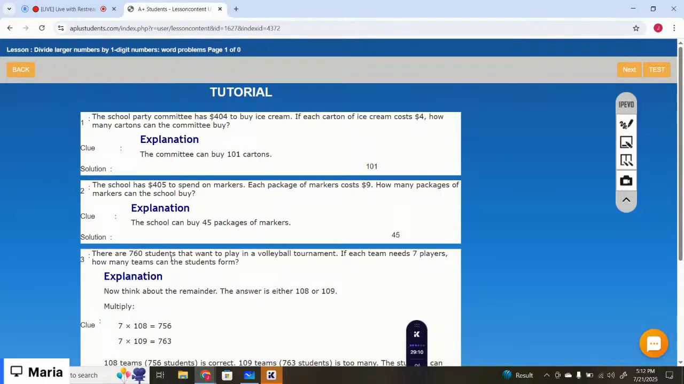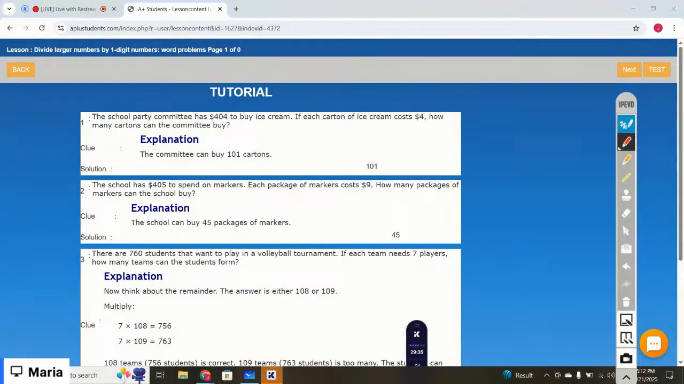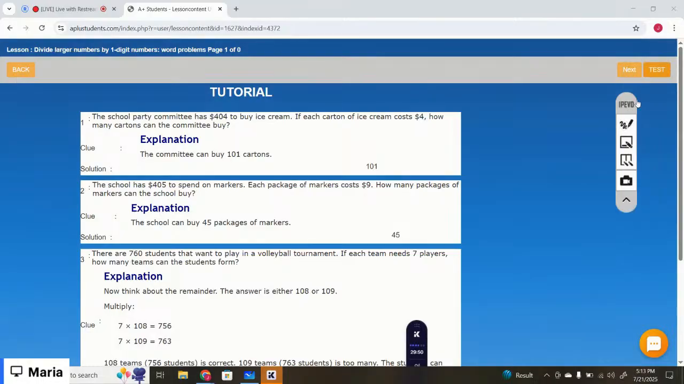The school party committee has $404 to buy ice cream. If each carton of ice cream costs $4, how many cartons can the committee buy? So 404 divided by 4 is 101. Let's just start with the test question.